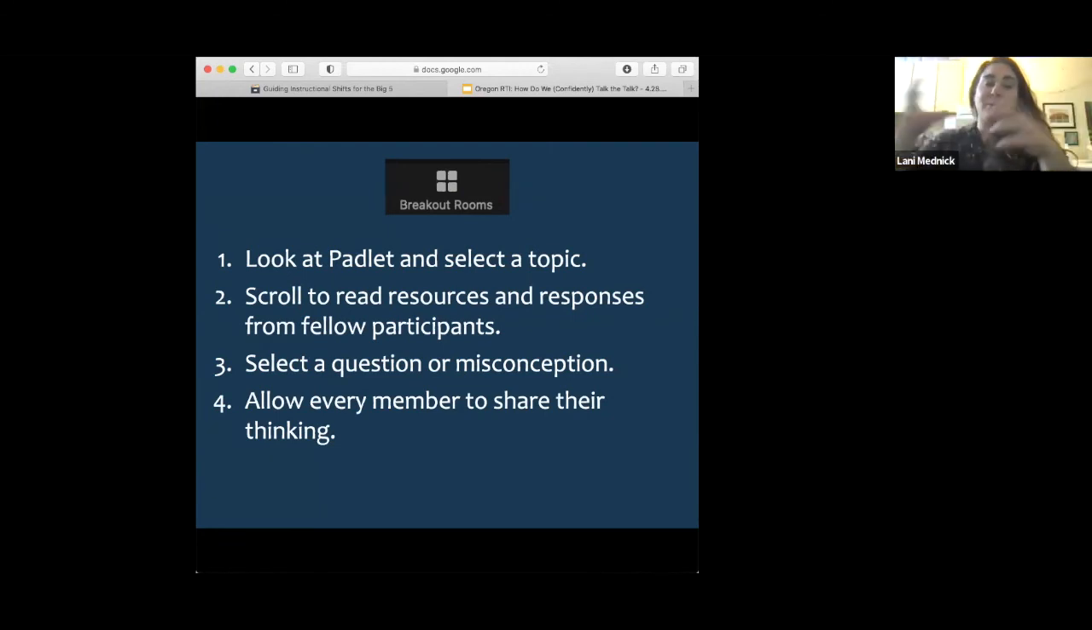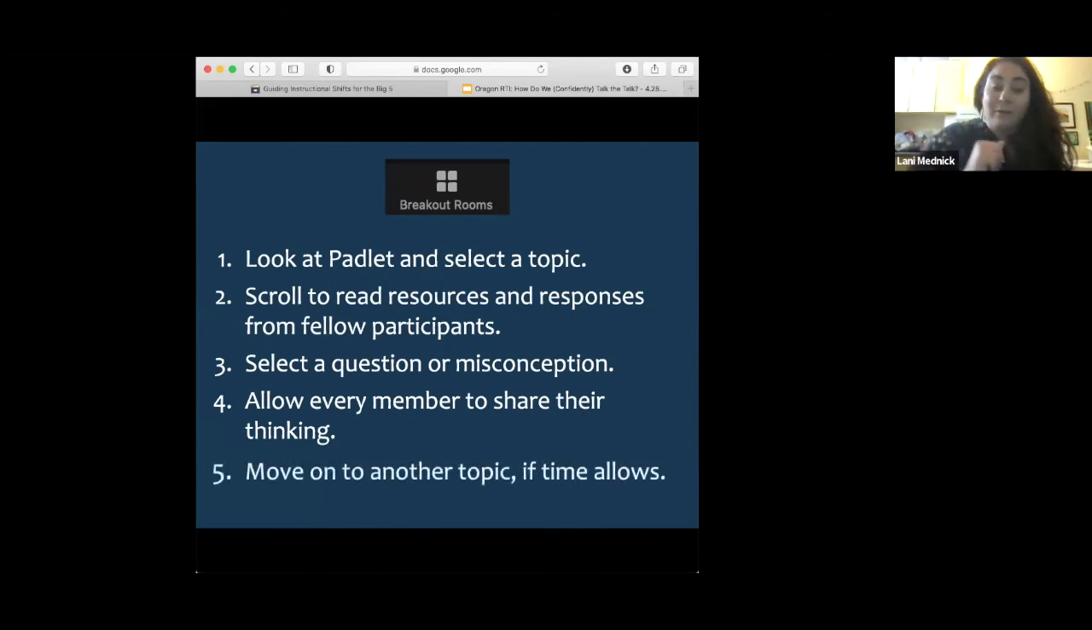And Margaret and I will be bouncing through breakout rooms to support. Please feel free to ask a question if you would like us to bounce in. Use the ask a question feature. So if you are done with one question, feel free to move on to another topic if time allows. Shelby, our Zoom magician, will open the breakout rooms and we'll see you back here in about 10 minutes.